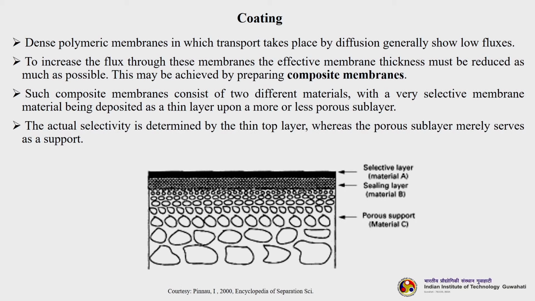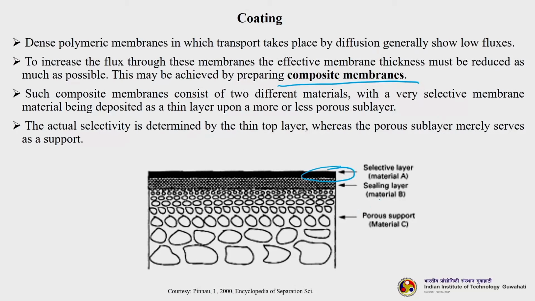Usually we can prepare dense polymeric membranes in which transport takes place by diffusion, and these generally show low fluxes. To increase the flux through these membranes, the effective membrane thickness must be reduced as much as possible. That is what I was telling a few minutes before also, right. This may be achieved by preparing composite membranes, or asymmetric membranes. Such composite membranes consist of 2 different materials, with a very selective membrane material being deposited as a thin layer on a porous layer. So, this is the thin selective layer which is actually doing the separation.